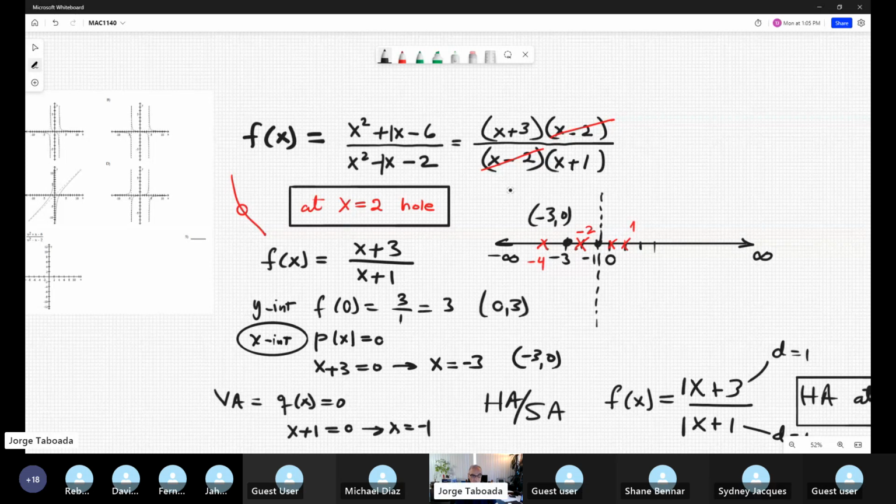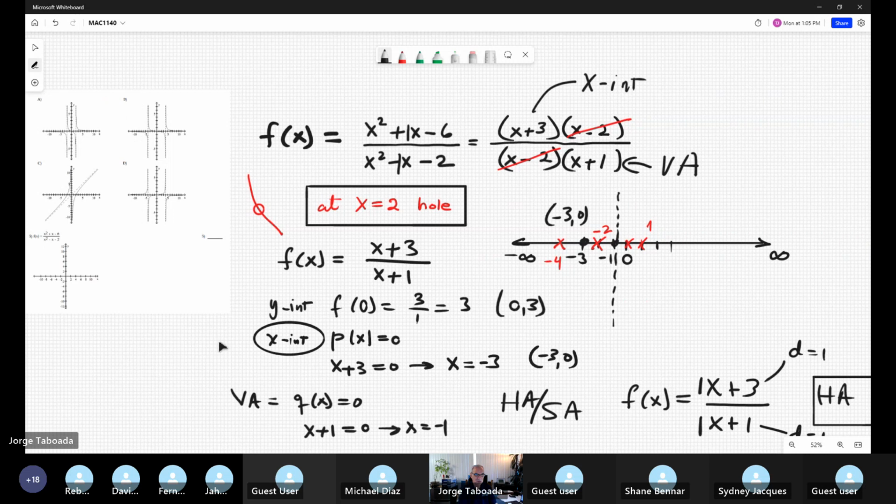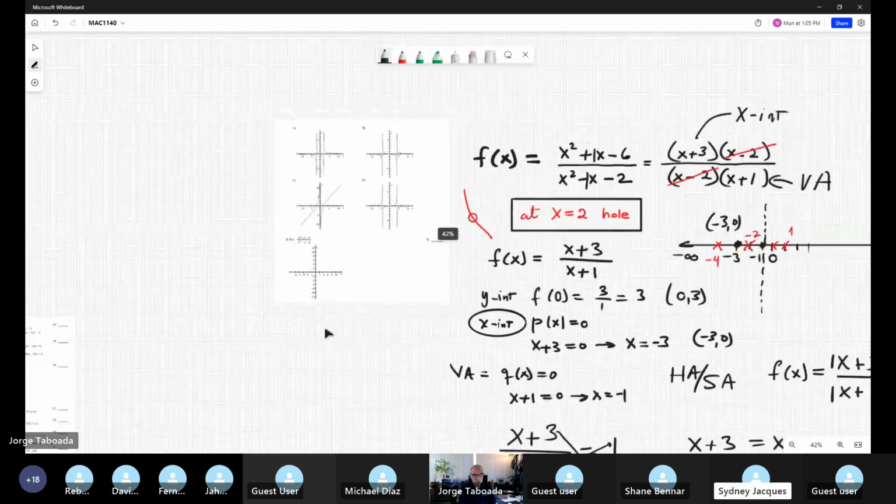No doubt. Super clear. The factor that is gone, canceled out, is a hole. The factor that stays alive in the denominator is the vertical asymptote, and the factor that stays alive in the numerator is the x intercept. Make sense? Yes, absolutely.